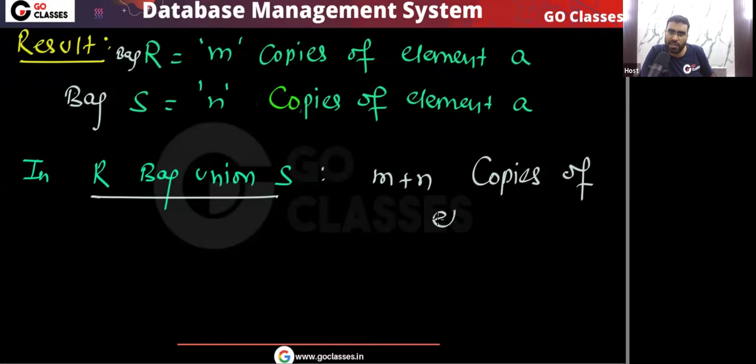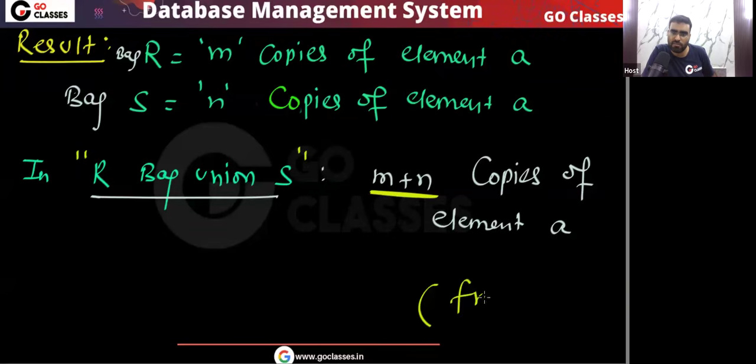Copies of element A. Is this clear? Simple, right? Very simple result. So in this R bag union S, there will be m plus n copies of element A. You will do frequency union. This is called frequency union.